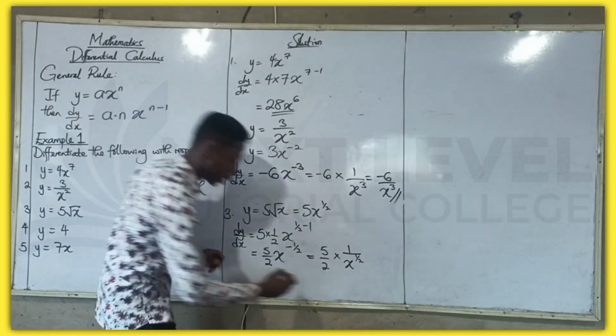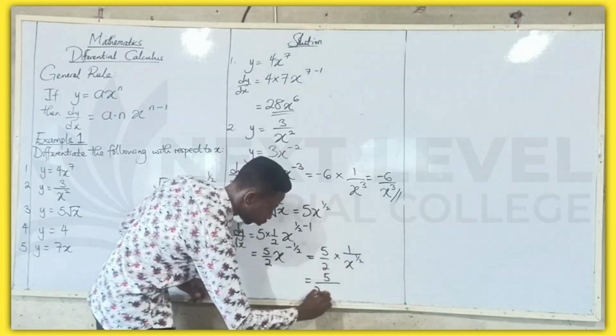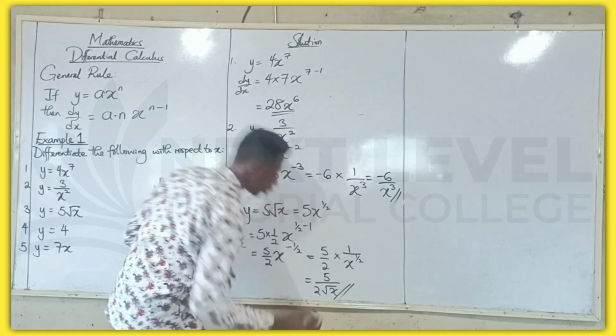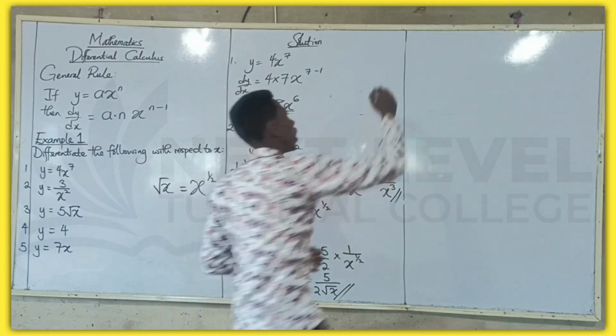So we can bring it back to our final answer. And we have 5 times 1, 5 over 2 times 2 equals x. And that is the answer for this question. Let's look at number 4.